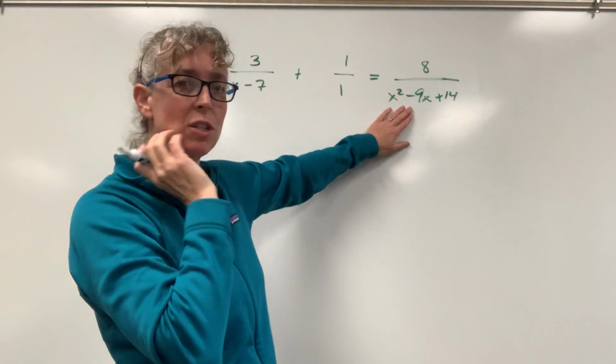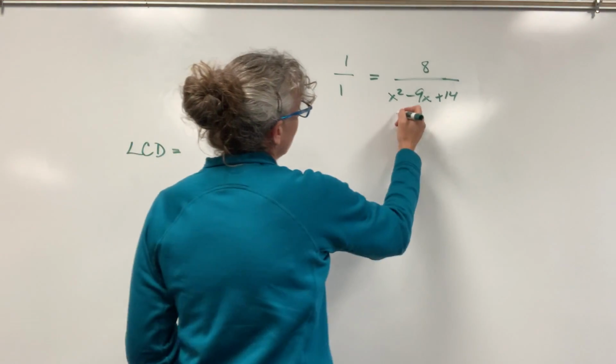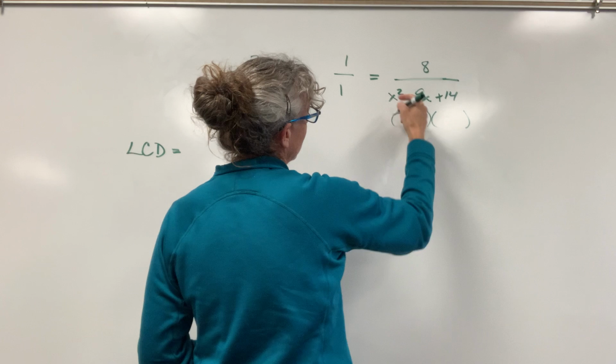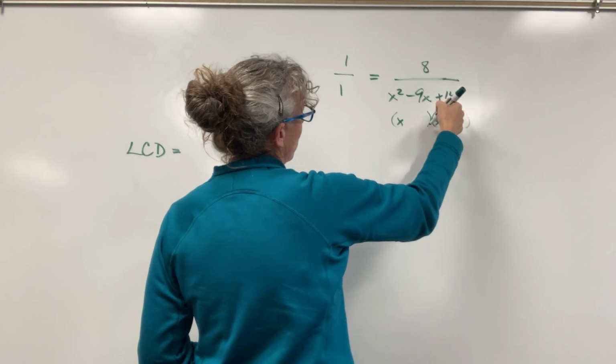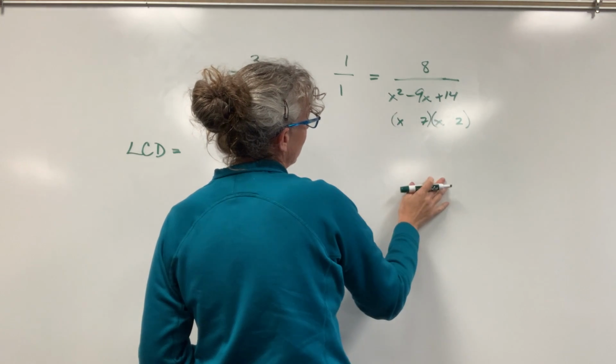Okay, what have we been doing every time we have a polynomial like this? Every time we've had an x squared situation, we've been factoring that, right? So let's go ahead and do that. I would have an x and an x. To make 14, I could use a 7 and a 2 maybe. Could I make that into a negative 9?